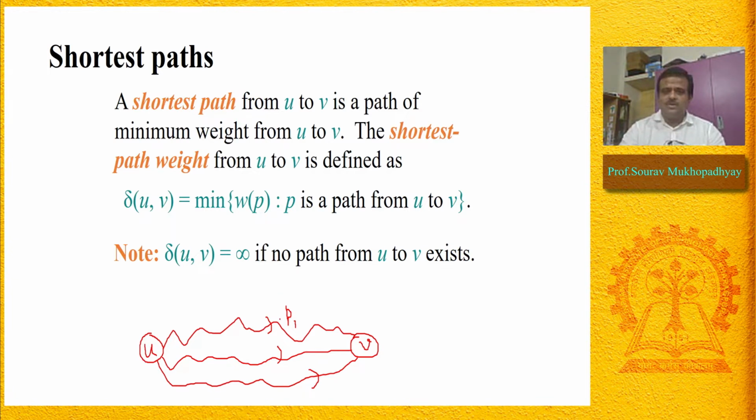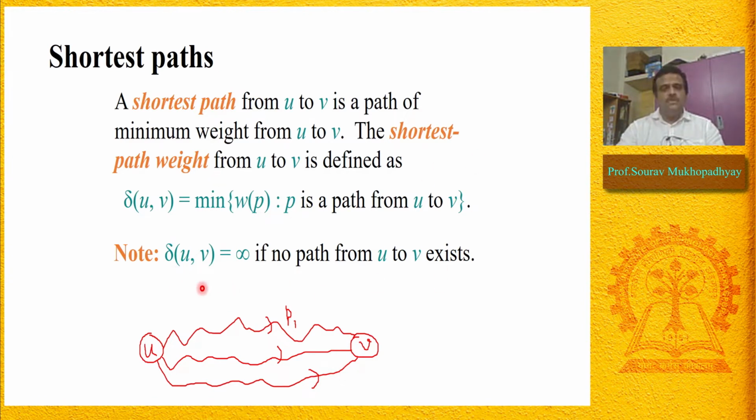Now, we can calculate the weight of each path, weight of p1, weight of p2, weight of p3, like this. Basically we are looking for the path which has the least weight among all the paths from u to v. That is the shortest path weight from u to v, which we denote by delta(u, v). So, delta(u, v) is the minimum of the path weights over all paths from u to v. We consider all paths from u to v and calculate their weights. Whichever is the minimum weight, that weight is delta(u, v), and that path is our shortest path from u to v.